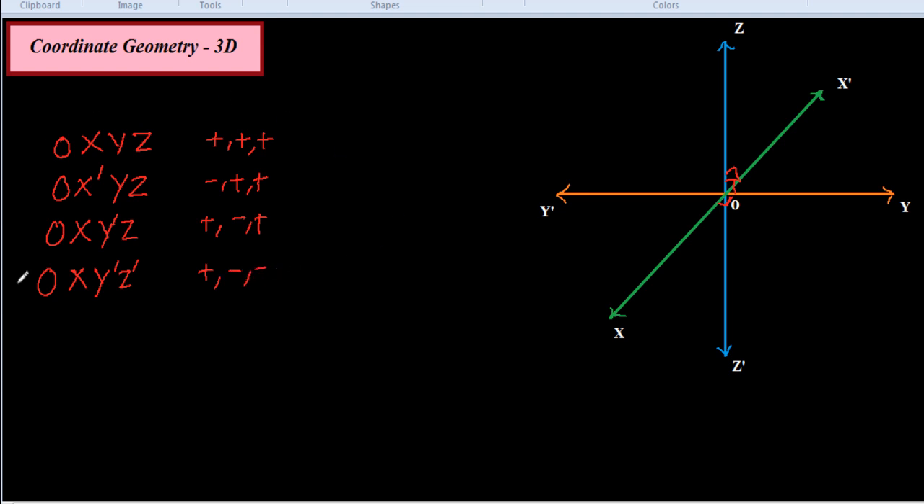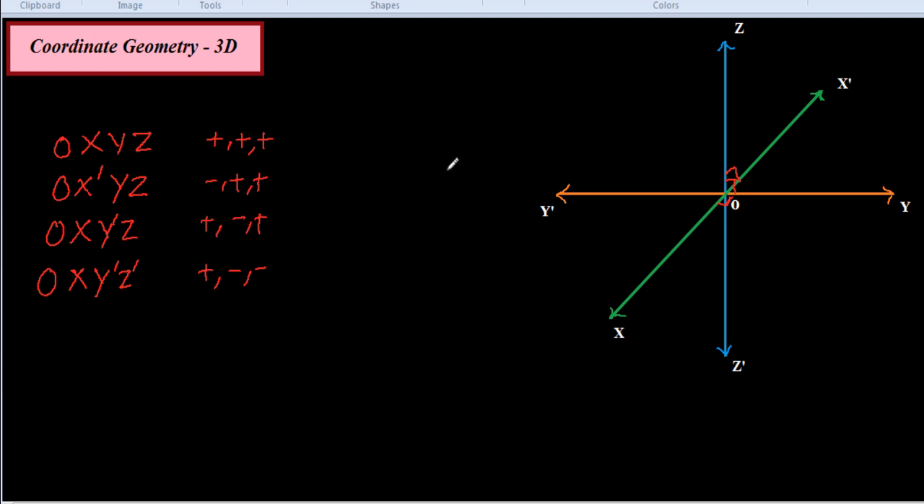In this way you can plot a point in space if you know which octant it is in, so you can put the signs to the coordinates of the point. This is the way we can plot any point with coordinates x, y, z. All three coordinates we will get over there.